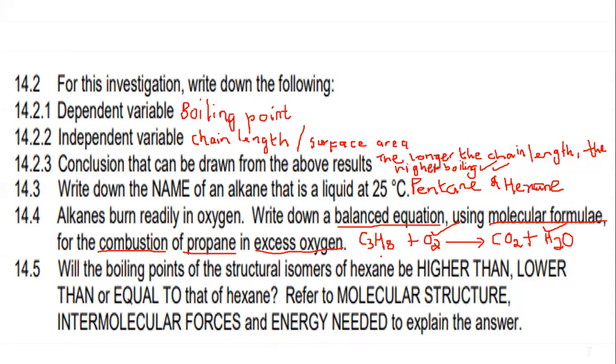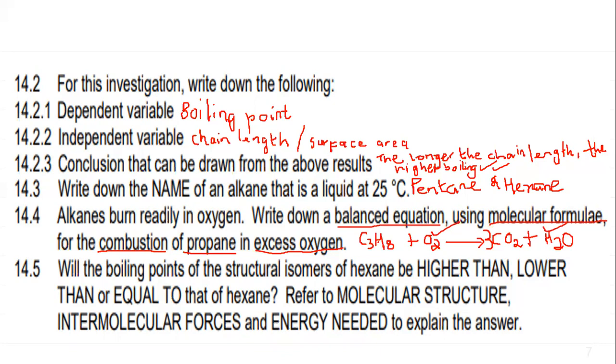Then we check how many carbons on the left? 3. How many carbons on the right? 1. So where am I short? On the right hand side. And how am I going to balance? I'm going to balance there with the 3. Then 3 carbons on the left, 3 carbons on the right.